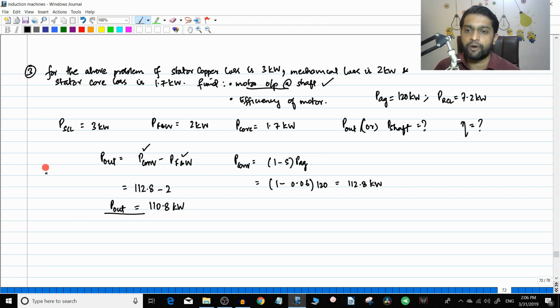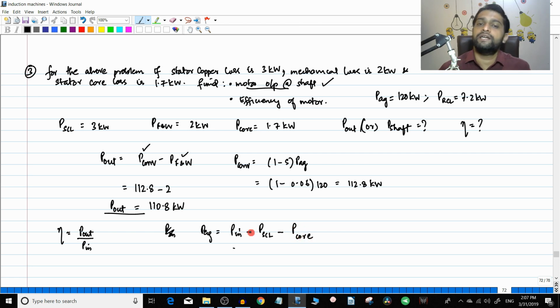The next part of this problem is finding the efficiency. Efficiency is equal to the output power divided by the input power. Output power you already found out, so we have to find now what the input power is. How did we find the air gap power? P air gap is equal to the input power minus P stator copper loss minus P core losses. So from the input power, if you subtract the stator copper loss and the core loss, you will get the air gap power. This is the basic relation.